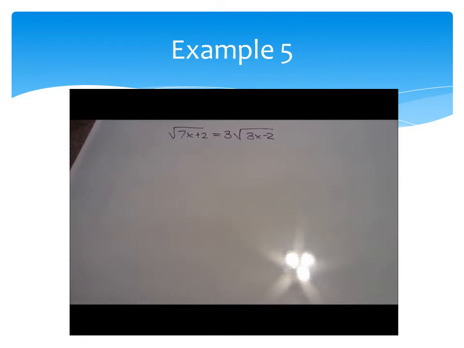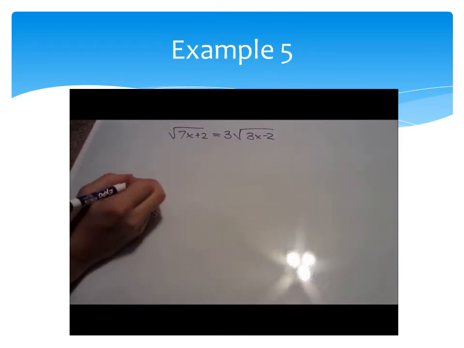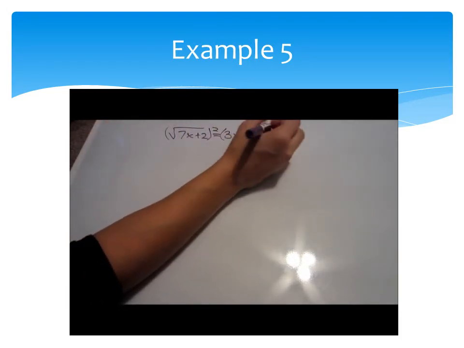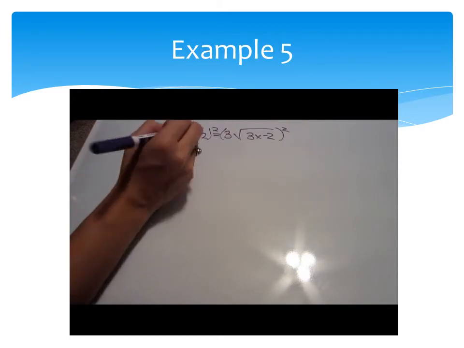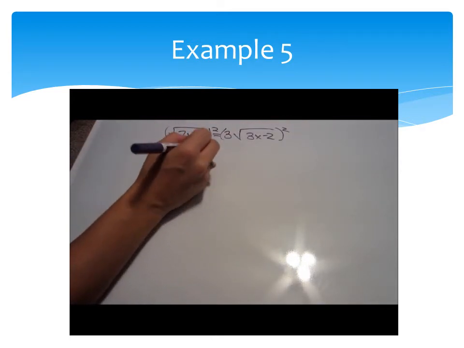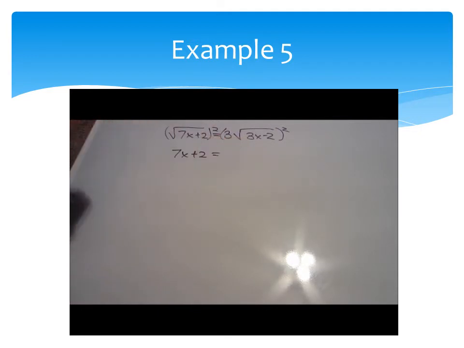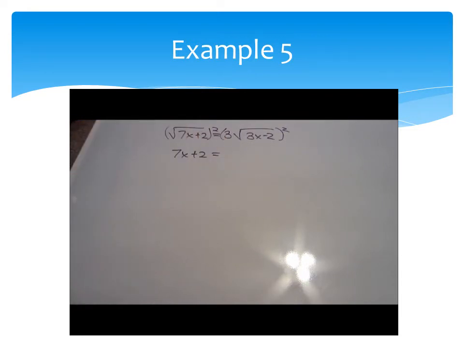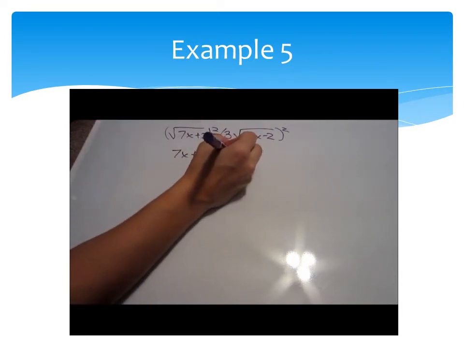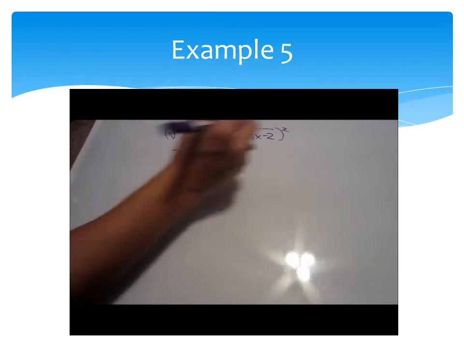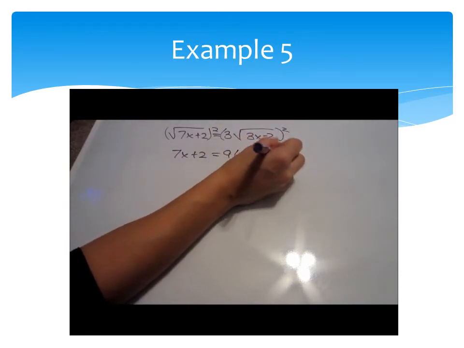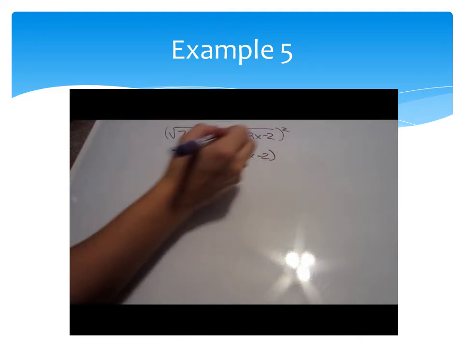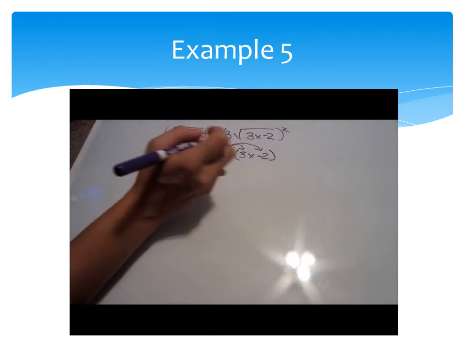For this one, we have a square root on both sides of the equation. So we need to square both sides. So here we're going to square this side and this side. Over here we can just take off the radicals. So we get 7x plus 2 equal to... On this side, however, we have a 3 outside of the radical. Anything outside of the radical needs to be squared. So this is going to be 9 times 3x minus 2. We can take the square root off of the 3x minus 2 here. Now we have an equation where we can distribute and then solve.